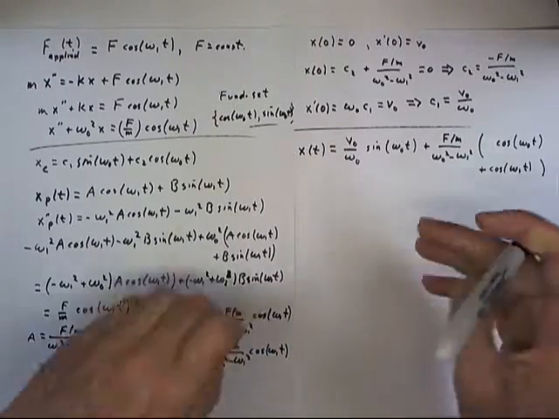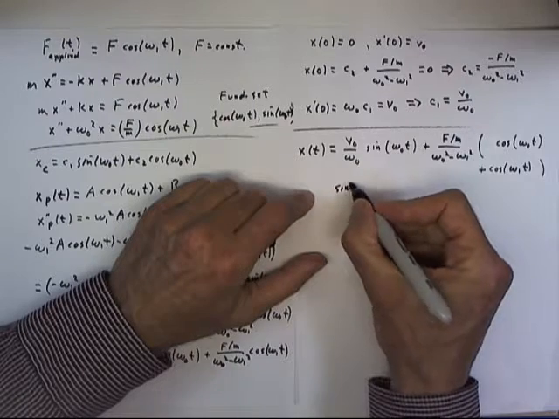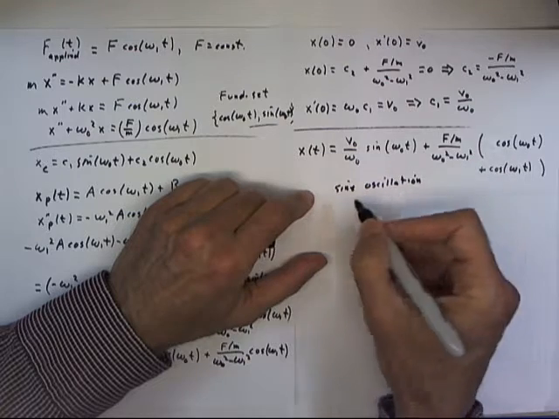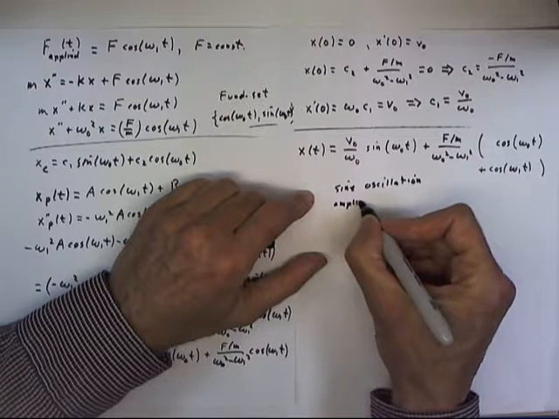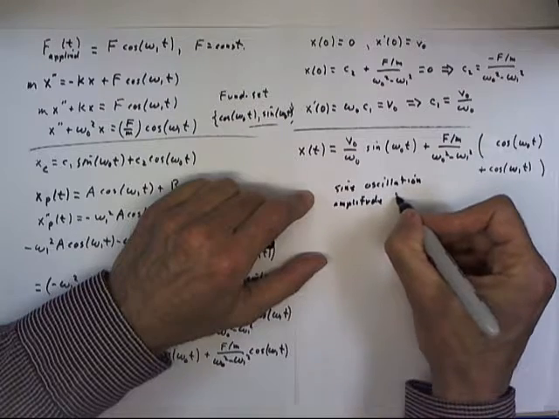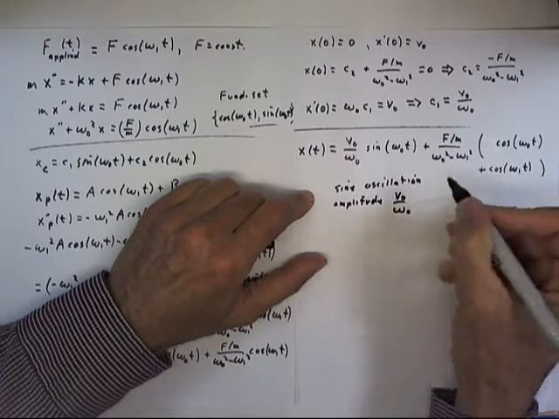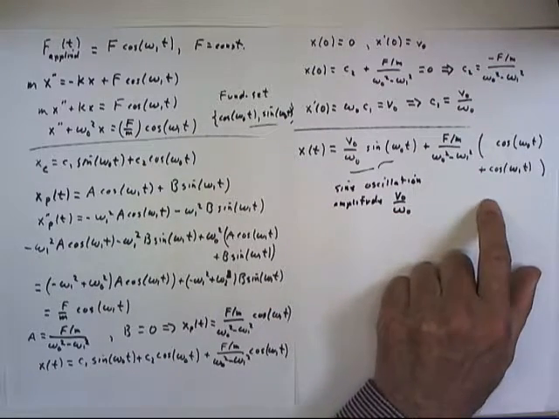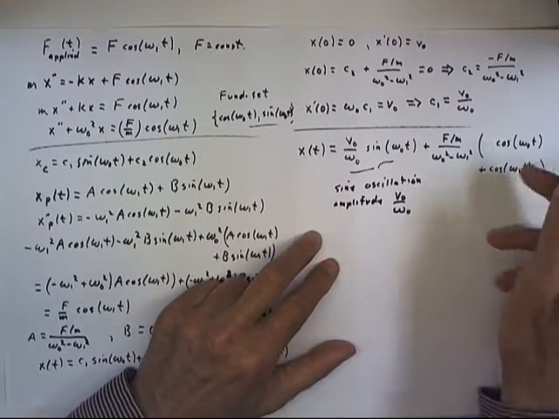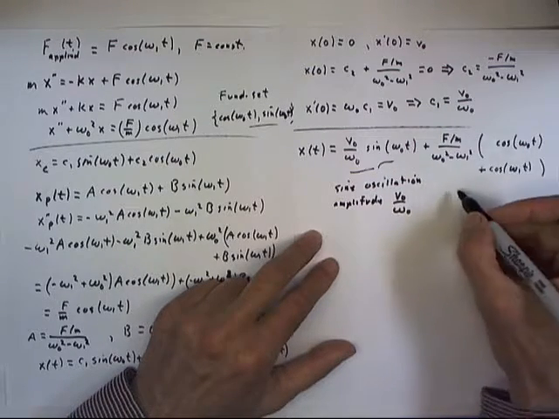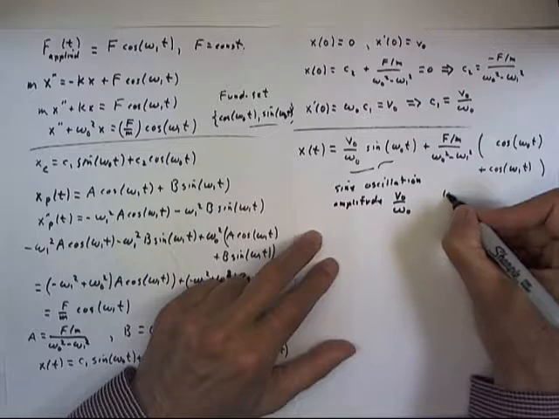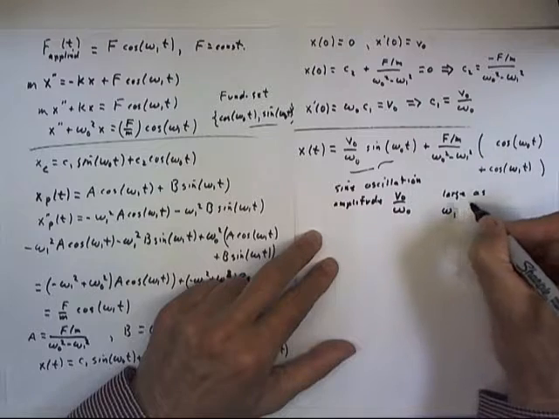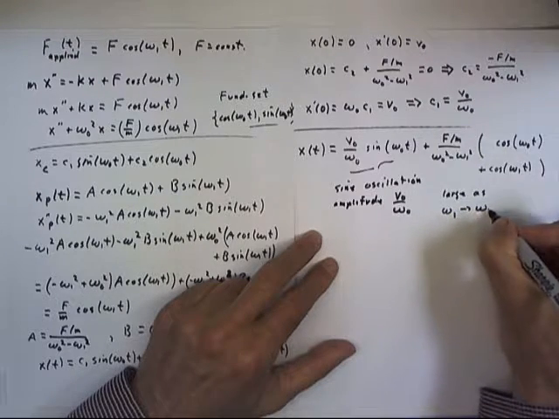So this is just a sine oscillation with an amplitude of V naught over omega naught. Okay, this is something different, and this coefficient, we'll see how these things combine, but this coefficient becomes large as omega 1 becomes close to omega naught.